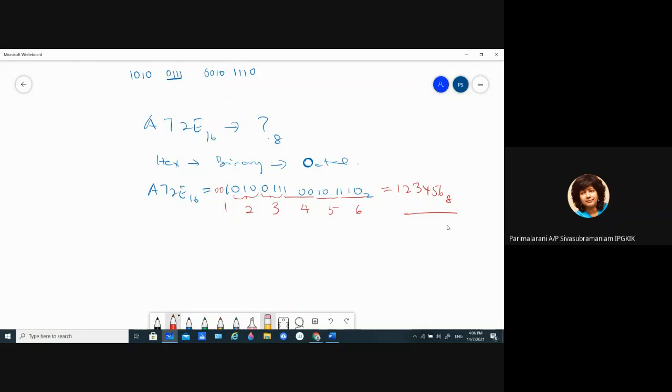So to use the shorthand method, if you want to change from hex to octal, you have to change it to binary, regroup in 3s, and you have your octal number. If it's the other way around, if you want to change from octal to hex, from octal change to binary, that means you group in 3s, change to binary. From binary, you group in 4s to change into hexadecimal numbers. Okay, can I understand this?